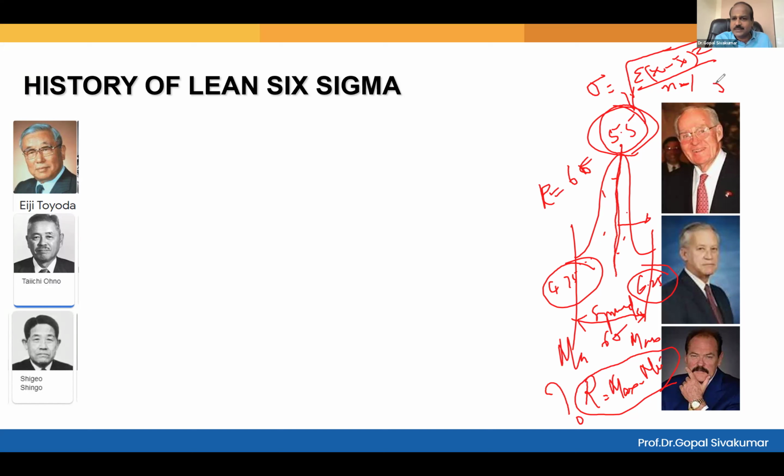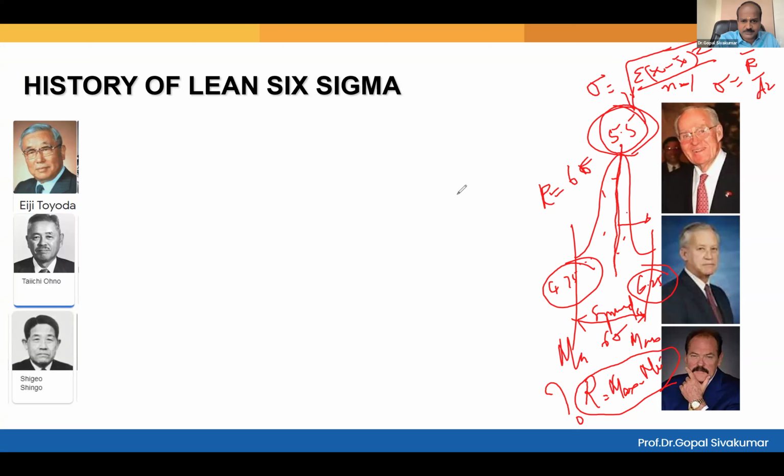Many times we use a formula, standard deviation equals R bar by d2, because range and standard deviation have a relationship between them. So what is the spread of any process? Tell me. 6 sigma. That is why they named the approach 6 sigma.